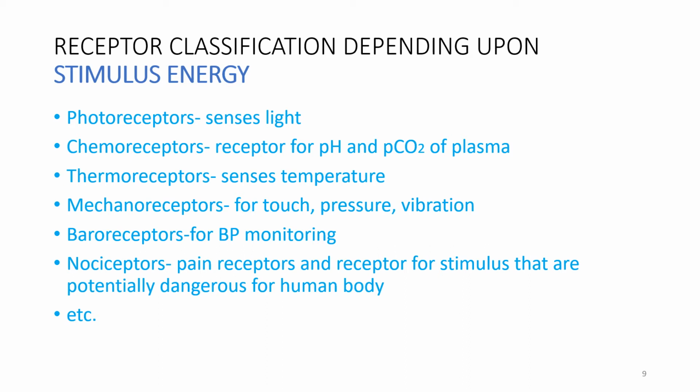Receptor classification depending upon the stimulus energy. Photoreceptors sense light. Chemoreceptors respond to pH and carbon dioxide partial pressure. Thermoreceptors sense temperature. Mechanoreceptors are the touch, pressure, and vibration sensors. Baroreceptors are for BP monitoring. Nociceptors are pain receptors, for stimuli that are potentially dangerous for the human body. These are the receptor types by stimulus energy.